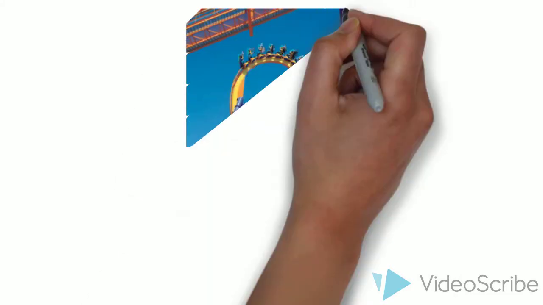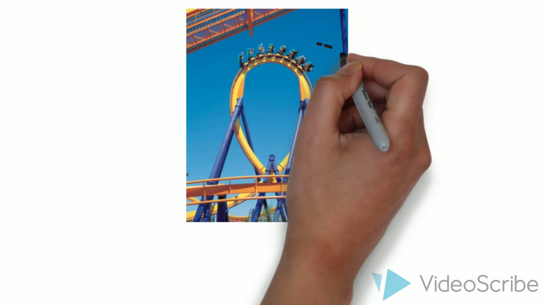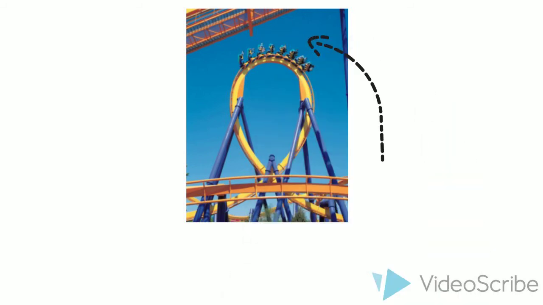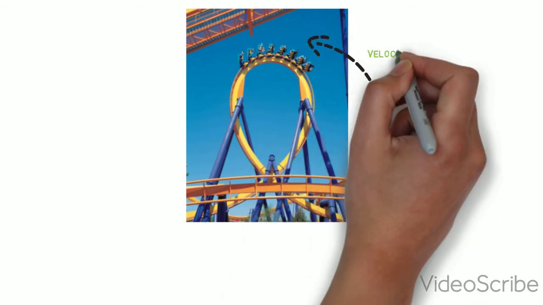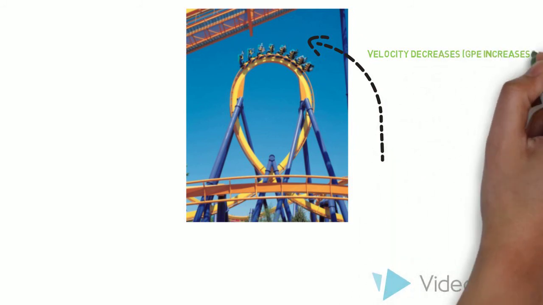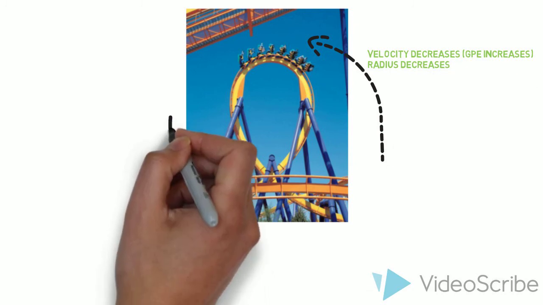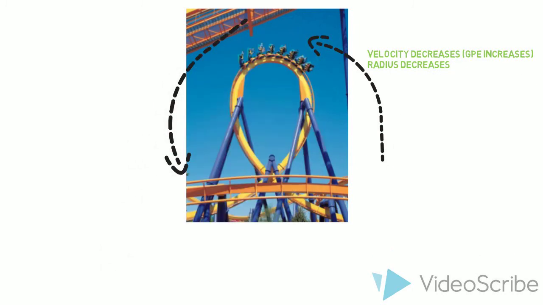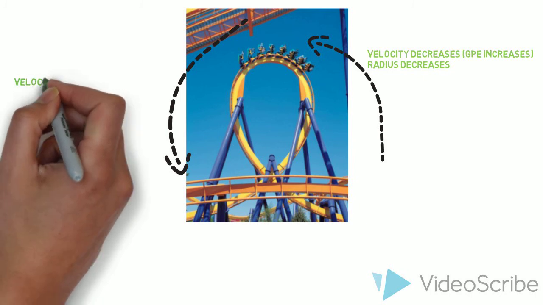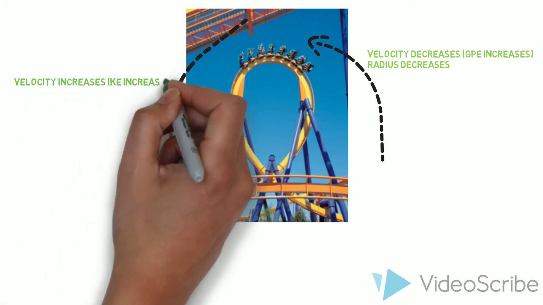So let's examine the Talon roller coaster from Dorney Park. As the cart moved up the loop, its velocity decreased because its gravitational potential energy increased and kinetic energy decreased. When the cart traveled down the loop, its velocity increased because its kinetic energy increased and its gravitational potential energy decreased.